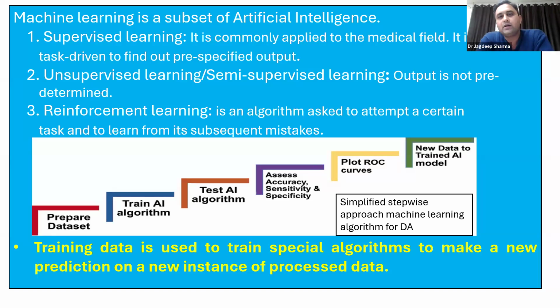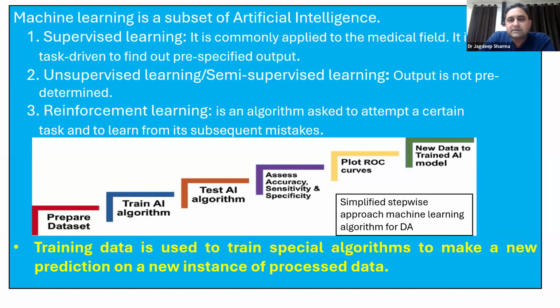One is supervised learning, which is most commonly applied in our medical field. It is task driven, and there is a pre-specified output to the input data. Unsupervised learning or semi-supervised learning is one in which the output is not predetermined. And the advanced form is reinforcement learning, an algorithm in which the algorithm is asked to attempt certain tasks, and it will learn from its subsequent mistakes on its own.